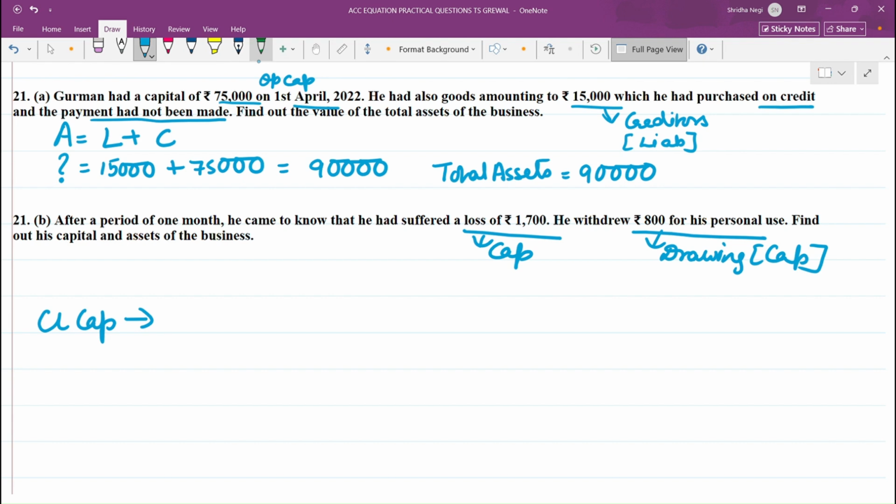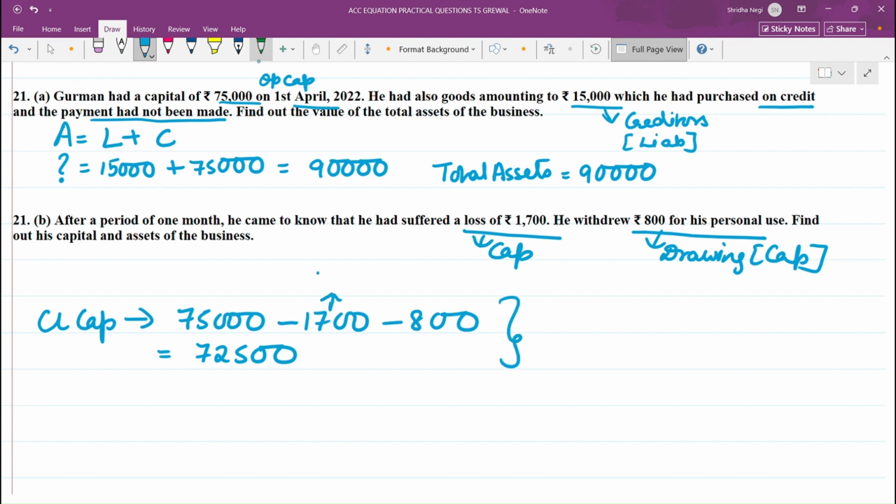इसमें एडजस्टमेंट्स करेंगे. तो what is the opening capital? ओपनिंग कैपिटल is 75,000. अब इसमें लॉस का क्या करेंगे? You are going to subtract the loss 1700 and you are going to subtract the drawings. So what is the closing capital now? Closing capital is 72,500 is the closing capital, because loss and drawings are always reducing the capital balance. आपको हमेशा वो माइनस करने हैं.